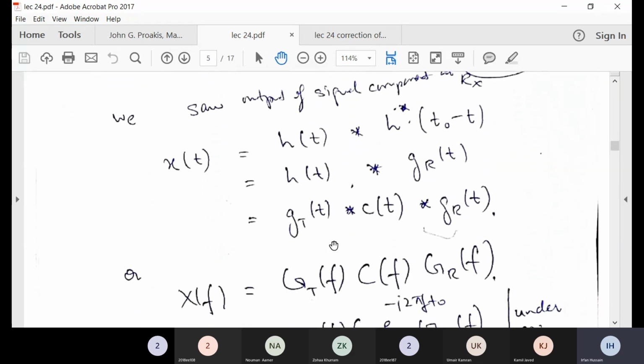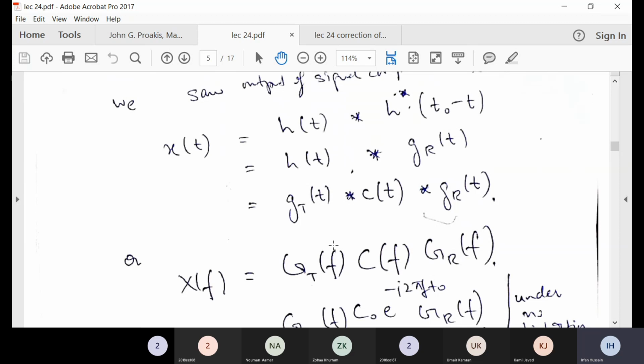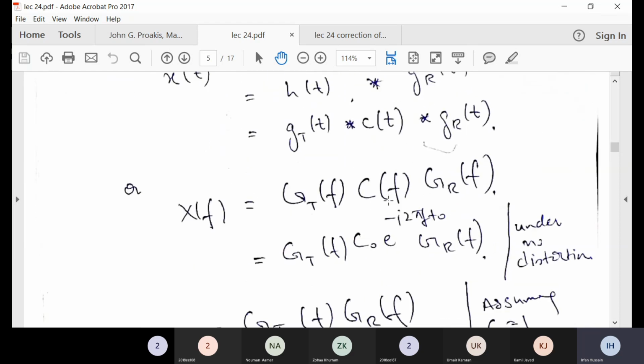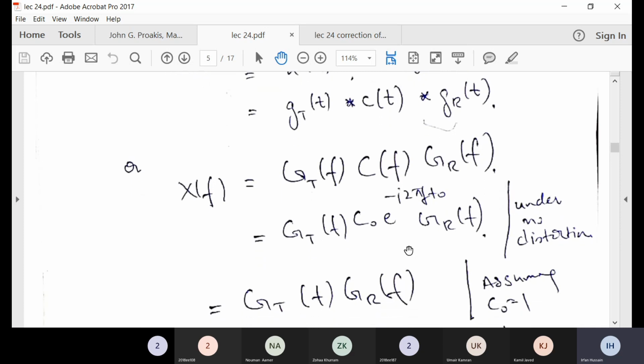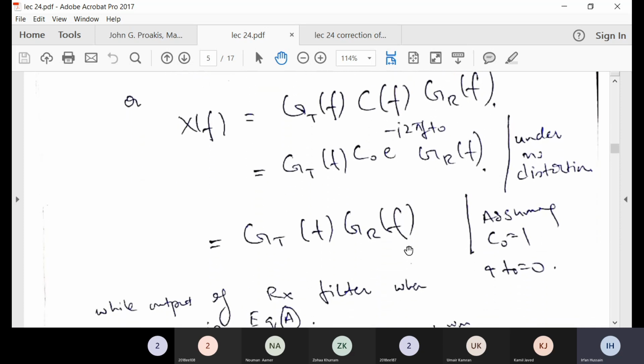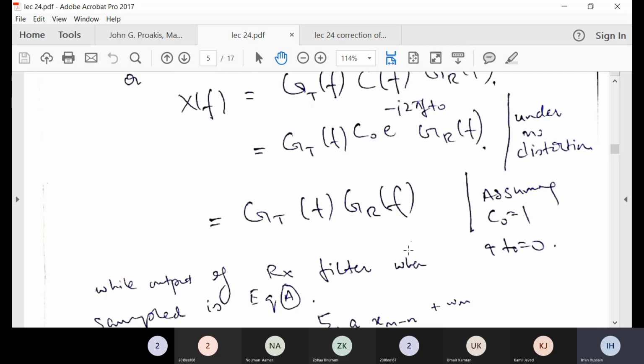We have already seen X(f) is the total response, the channel convolved with the match filter that we have studied, and this H(f) is the response of the transmit filter with the channel response. In frequency domain, we have seen it like this, and for zero distortion, we said that C(f) is just band limited to, let's say, a W bandwidth, and within that bandwidth, it has a constant response and linear phase. And we said C naught is 1 and T naught is 0. So we got total X(f) is G_T(f) into G_R(f). This we have already studied in the last lecture.